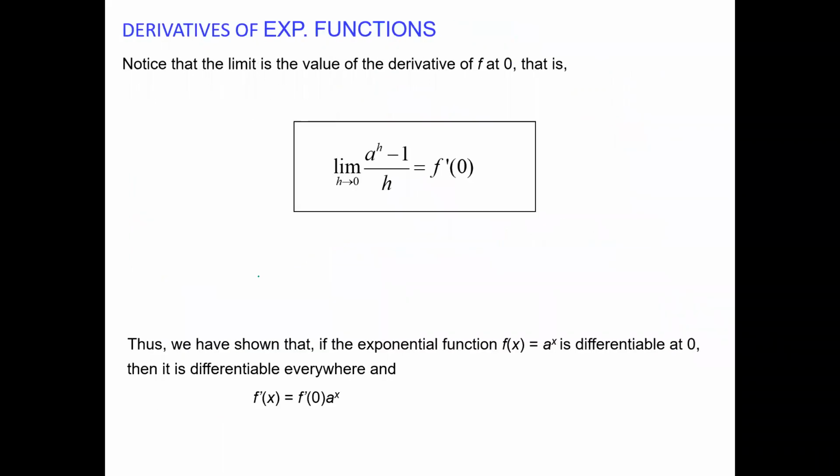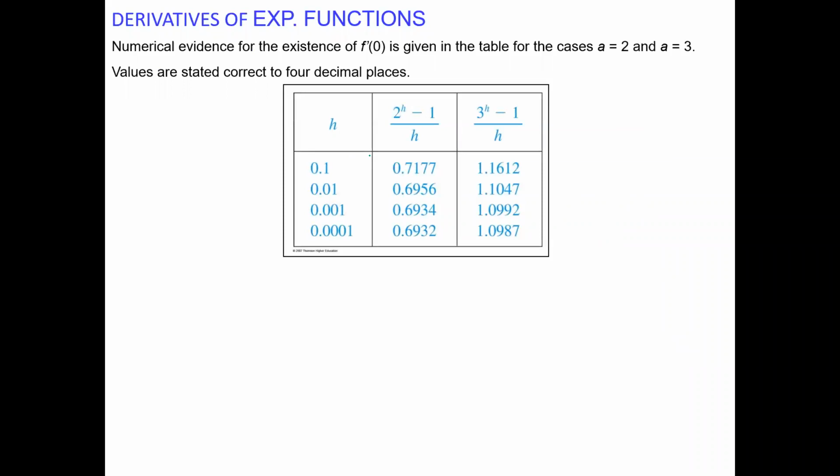We definitely know that this limit, a to the power of h minus 1 over h as h goes to 0, is the derivative of the exponential function at 0. So I will pick certain numbers for a, and we will investigate numerically. I have a table approximating the value of the limit as h goes to 0, where h is getting smaller and smaller: 0.1, 0.01, 0.001, and so on.